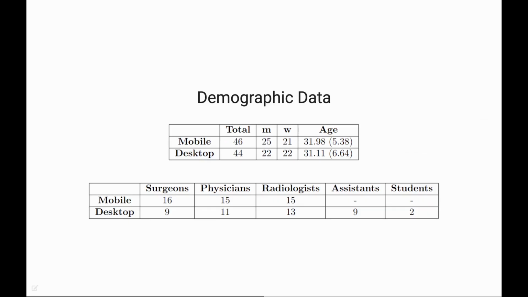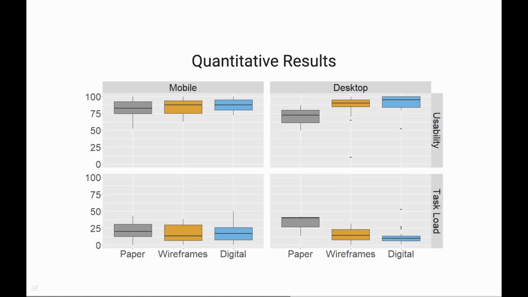Overall, 46 participants tested the mobile version, and 44 tested the desktop prototype. We tested surgeons, physicians, radiologists, medical assistants, and student workers. Due to scratching the limit of available personnel, we had to test some participants for both the mobile and desktop prototypes. Both prototypes were well received. They achieved high usability, with the mobile prototype achieving a score of 87 and the desktop version achieving a score of 90, while simultaneously causing low task load with scores of 19 and 13 respectively.